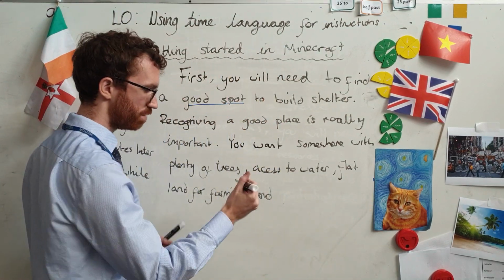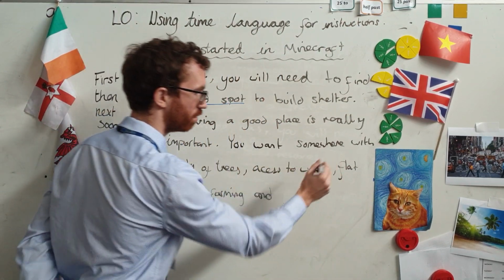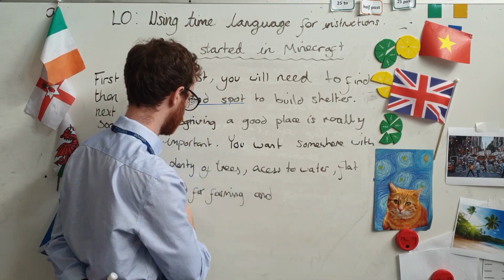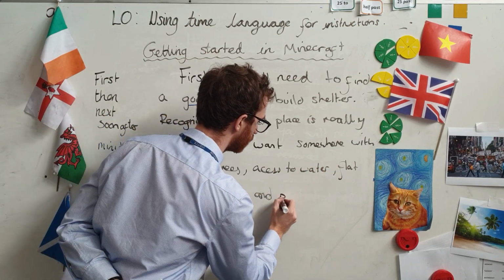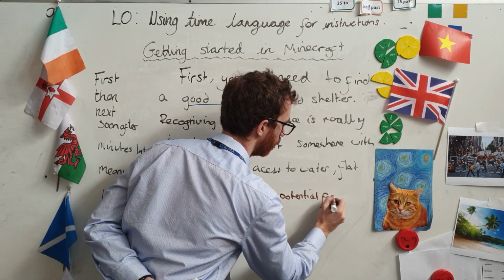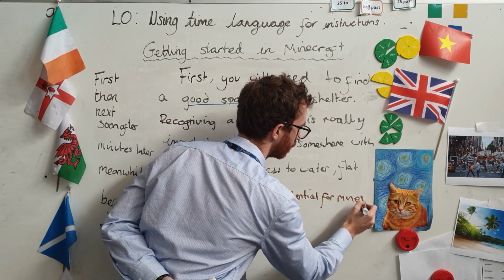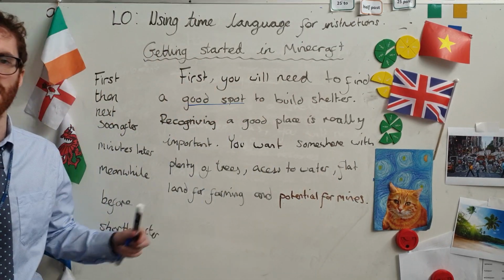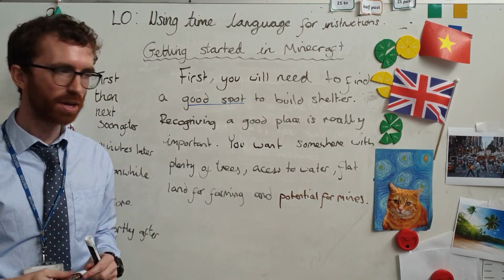Now, I'm going to rewrite that bit just so that I don't go over the end of the page, because it needs to look neat. Land for farming and potential for mines. Full stop. That's going to fit in now, isn't it? I've checked it over, it makes sense.